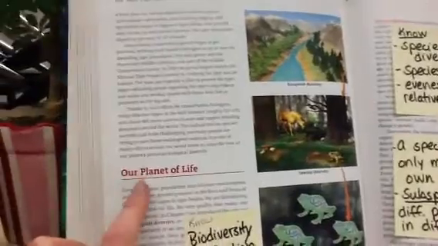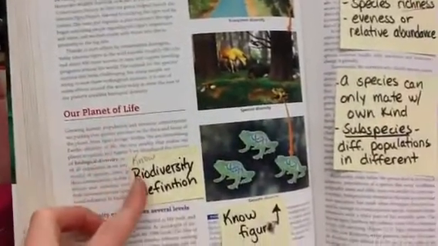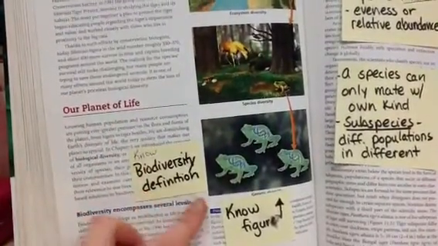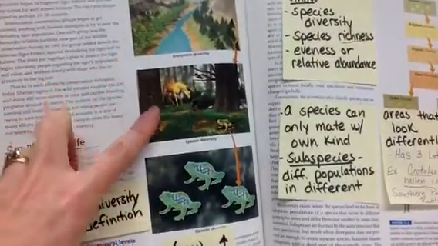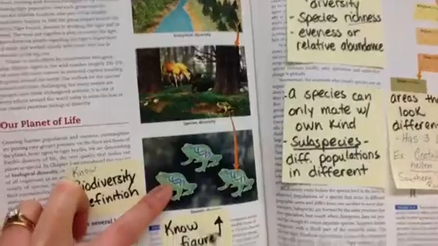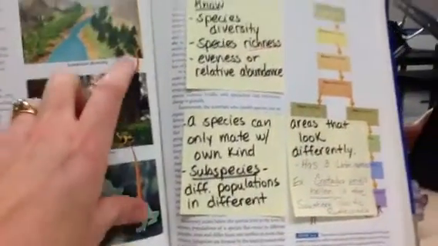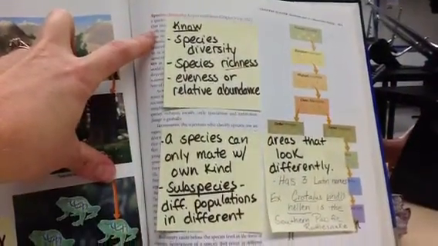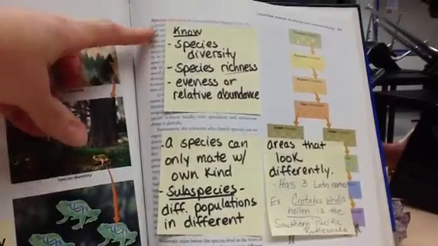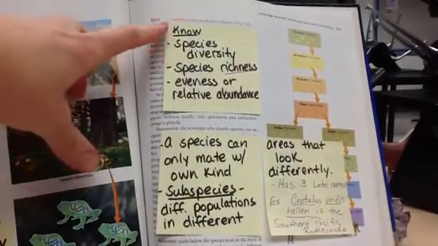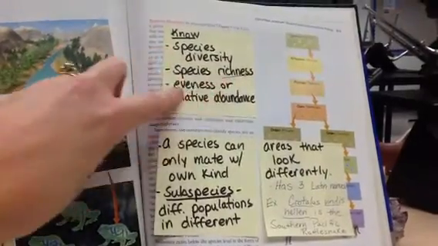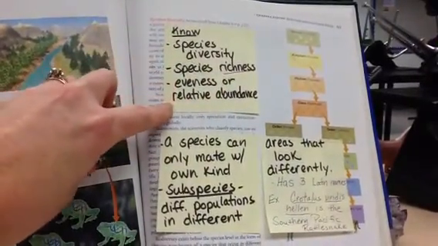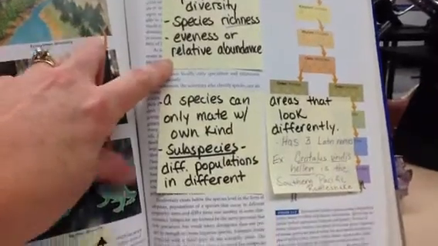Turn to the next page, page 310, starting with our planet of life. Make sure you know the definition of biodiversity. Make sure you know this figure and understand the difference between ecosystem diversity, species diversity, and genetic diversity. On page 311, under biodiversity, make sure you know the definitions of species diversity, species richness, species evenness, or relative abundance.